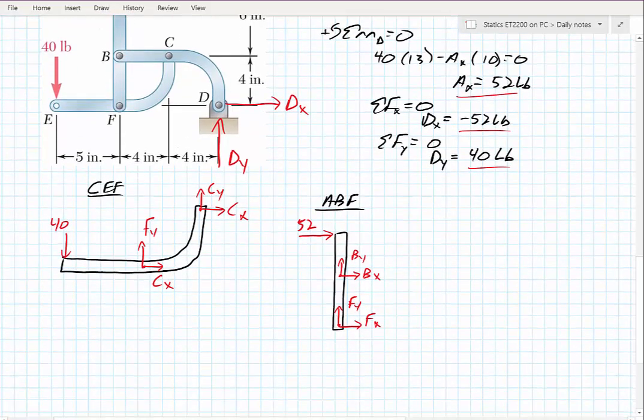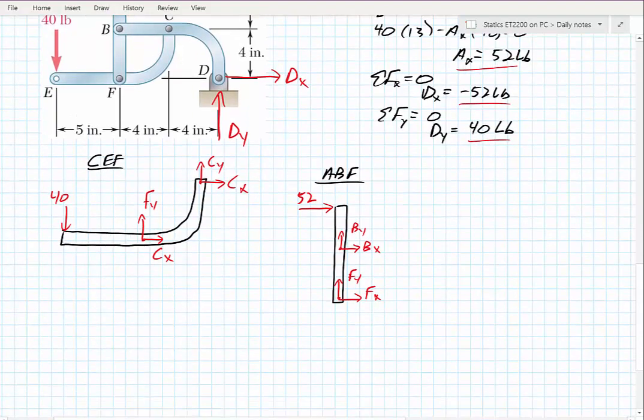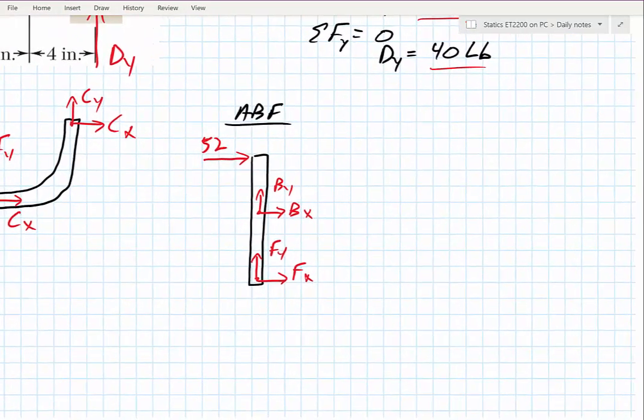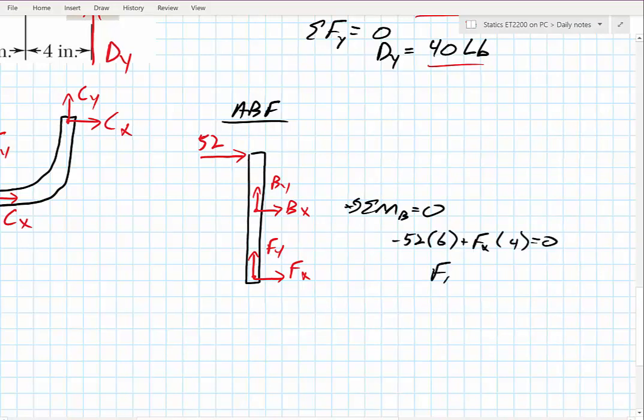Now if I look at ABF, I also have too many unknowns. So you might say, well, this whole thing must be unsolvable. However, if I look at ABF a little more closely, because I have my Fy and my By along the same line of action, I can't solve for everything, but I could solve for my Bx and/or my Fx. So for instance, if I were to take the sum of the moments about point B equal to 0, that gives me some kind of force in the x direction equal to 78 pounds.